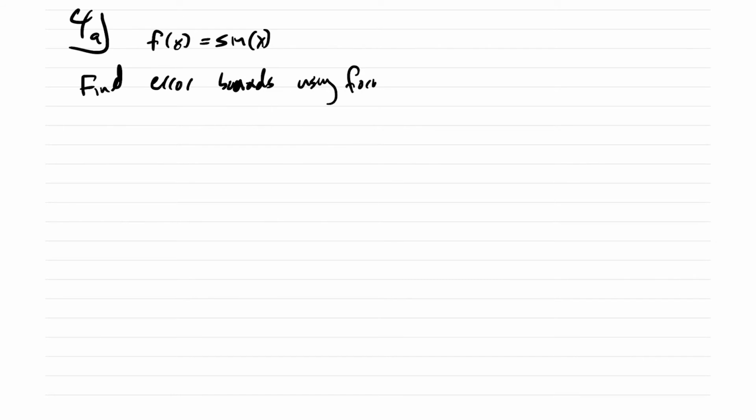Using formulas. Okay, so there's another one. They have e to the x for part B. They have an exponential minus polynomial, and for problem 5 we have similar sorts of things. So here we need to use error formulas, and I'll just do it for the forward difference.